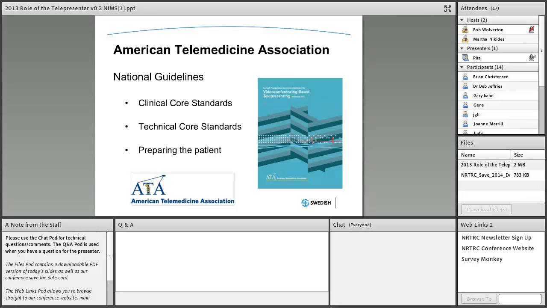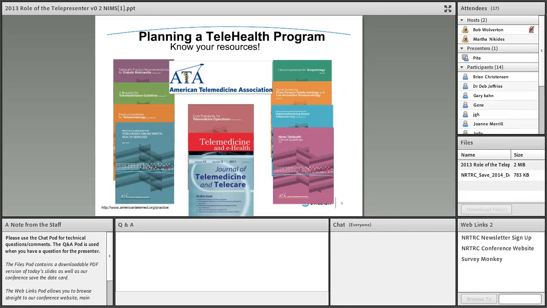But if you're thinking about building a telepresenter program within your facility, I would definitely go to the American Telemedicine Association website and take a look at the national guidelines for telepresenting. It will be a wealth of good information for you. And then this next slide just tells you that there are other guidelines in terms of programs specific for telemedicine. We have drawn upon those for some of the programs that we've built, particularly for telemental health. It's been invaluable to be able to access that as a resource to help build the program and guide us.